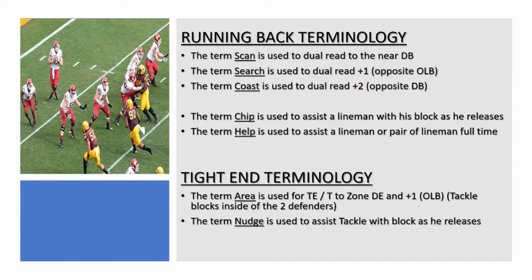Okay, so we can scan to our near DB. We're not crossing the ball with our eyes. We can search to the opposite linebacker, outside linebacker, and/or plus one, and the opposite DB. And then we can coast to the opposite DB. Any questions there on those three terms?